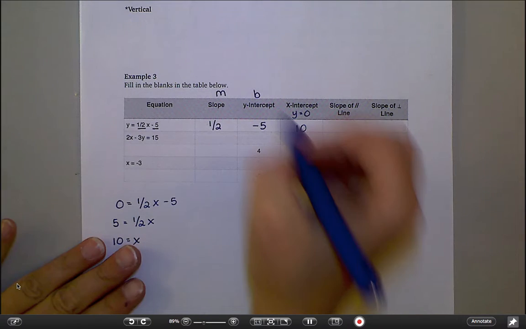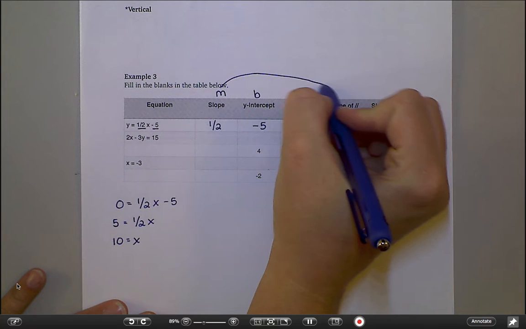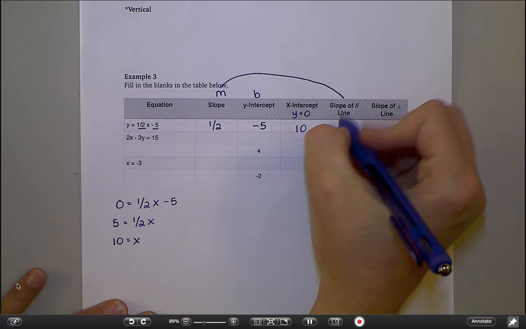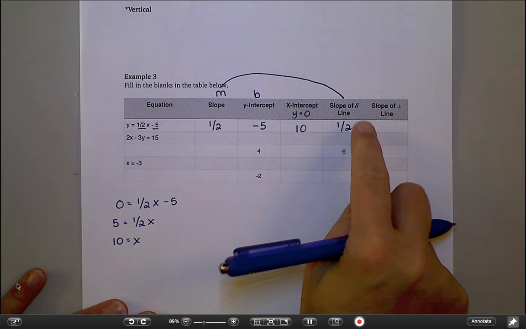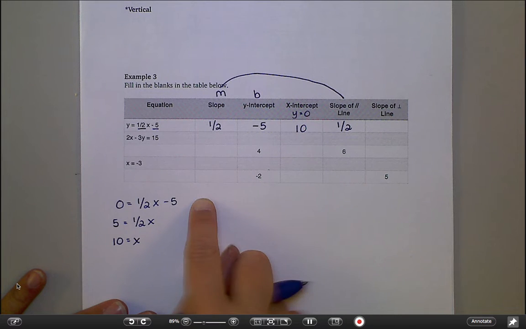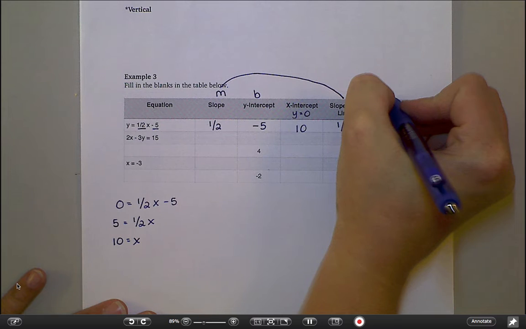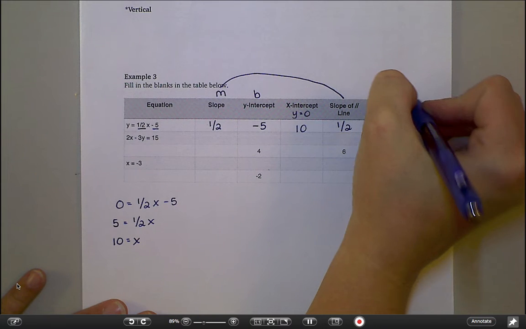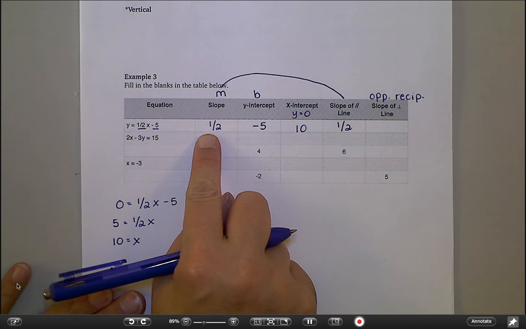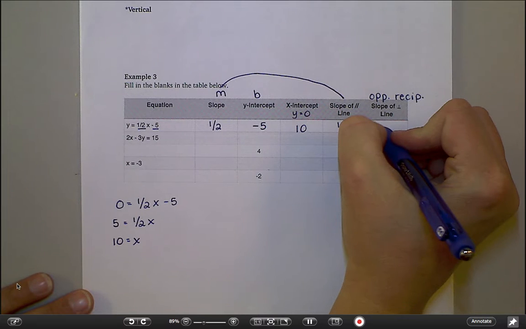Okay, slope of a parallel line. Parallel lines always have the same slope. So really, these values and these values should match each other. So if this is 1/2, this is 1/2. And so that means that when I finish this table, this whole column should look just like this column. And then my perpendicular line, this is going to be the opposite reciprocal of my original slope. So in this case, the reciprocal would be 2/1, and then I would want to make it negative. So it would really be -2.